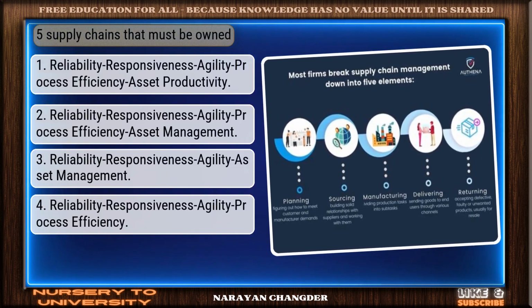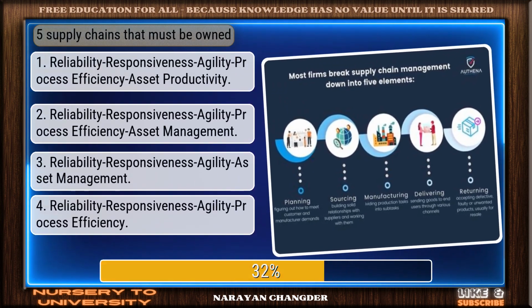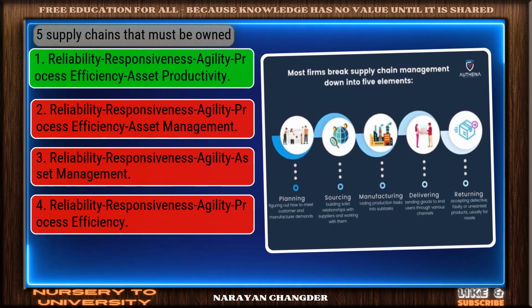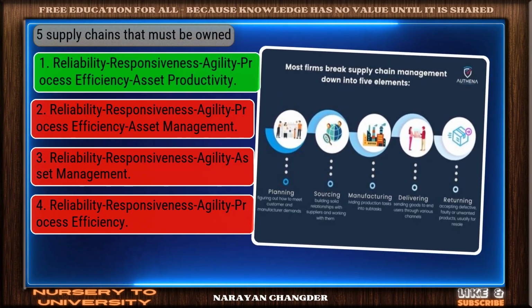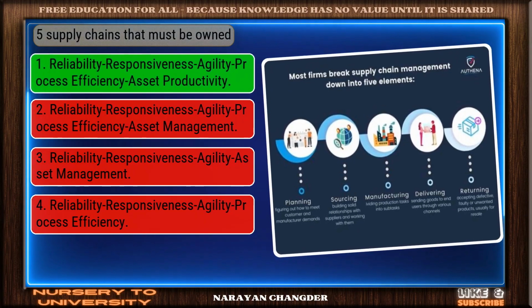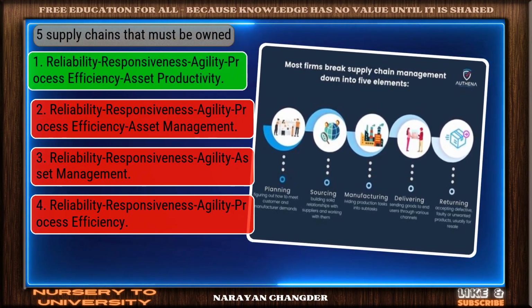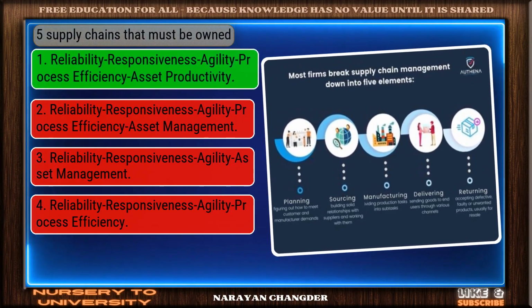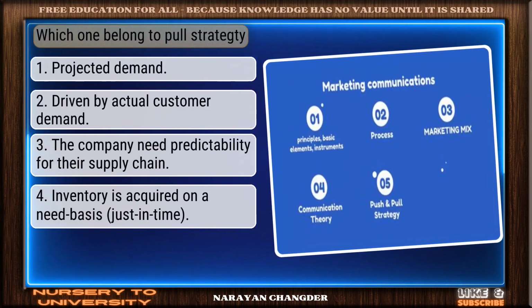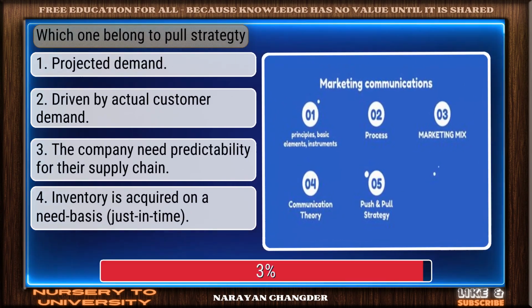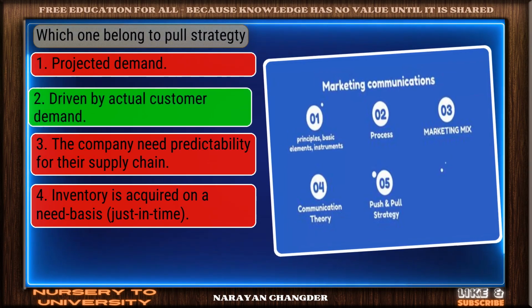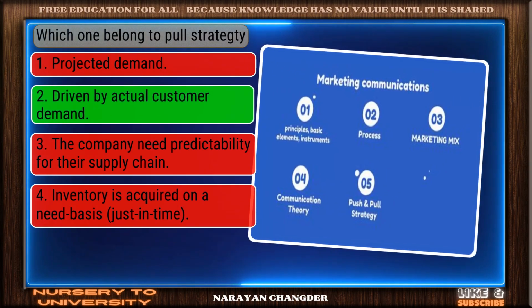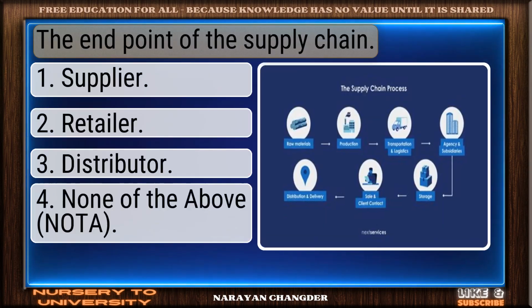5 supply chains that must be owned. Nice work. You chose reliability, responsiveness, agility, process, efficiency, asset productivity, and it is correct. Which one belonged to Pull Strategy? Smart move. Driven by actual customer demand is an accurate answer.